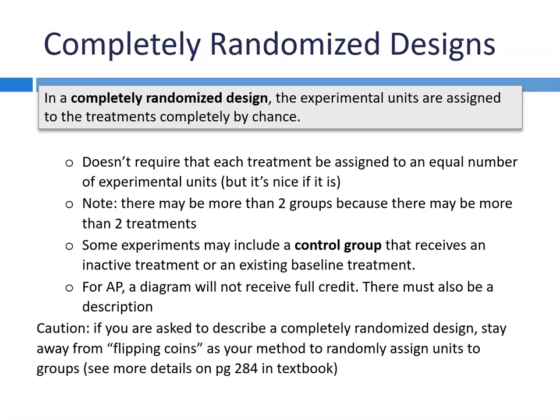Now, note for AP purposes and for our tests and quizzes, simply drawing a design of your experiment is not going to receive full credit. You also have to have a written description. Another caution, if you're asked to describe a completely randomized design, stay away from the whole flipping coins as your method of randomly assigning units to groups. If you want more details on why you should avoid using that as your chance process, you can look in your textbook on page 284.